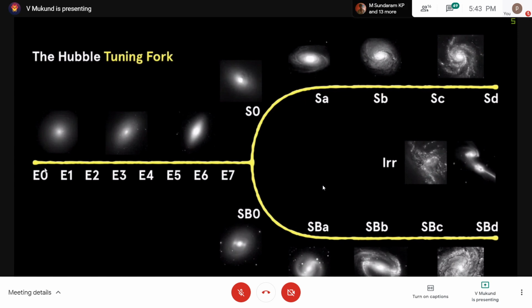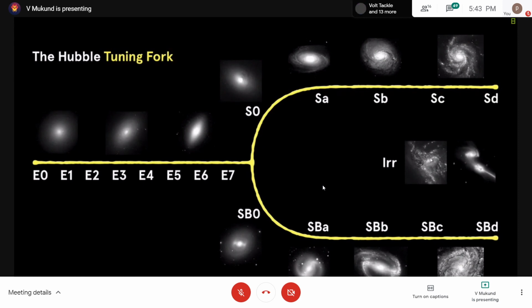The E0 here indicates that the galaxy is almost circular in shape, with no bar. As we go on to E6 and E7, the elongation is very noticeable, and it is the most elliptical compared to the other galaxies. In the spiral, we see here SA, SB, and SC. In SA, the bar length is not that noticeable. But if you go towards the right, you can notice that the bar length is quite visible, and it has many arms around it, more spiral compared to this.